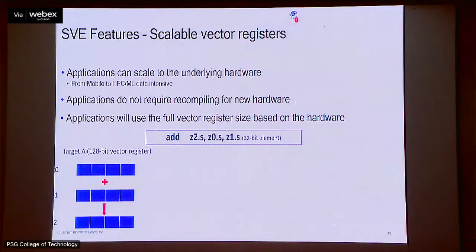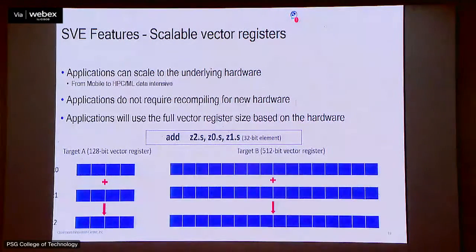So, on the top, which is a 128-bit vector register, you add 4 elements. On target B, which has a 512-bit vector register, you add 16 elements. It's the same line of code that executes on both these machines, but your efficiency just went up by 4 times. So imagine an RGB processing algorithm that's running on a much more powerful phone that has a wider width. Your algorithm will be done 4 times faster than on a regular mobile phone.